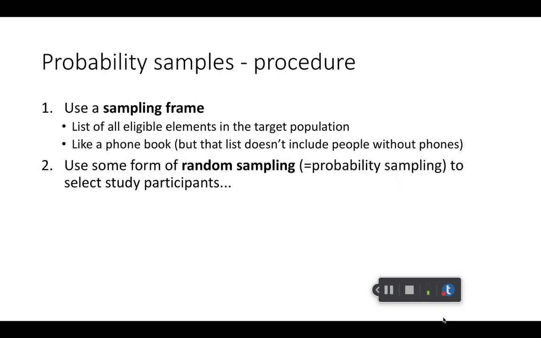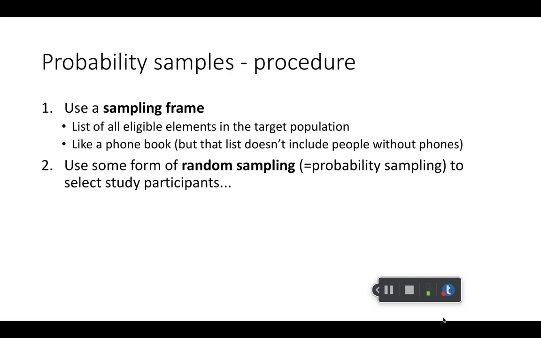Probability samples use a two-step procedure. First, they start with a sampling frame, which is a list of all of the eligible elements in a target population. Here, elements could be individuals, or they could be households, or they could be agencies, but the element is the thing we want to sample, the unit we want to sample.